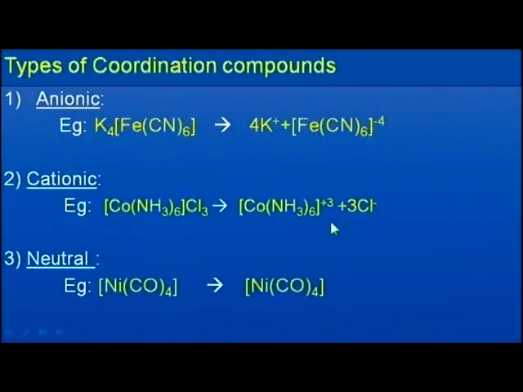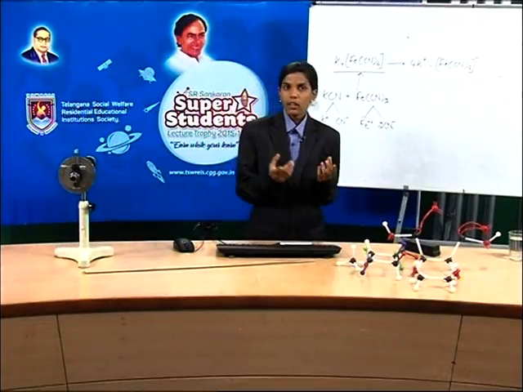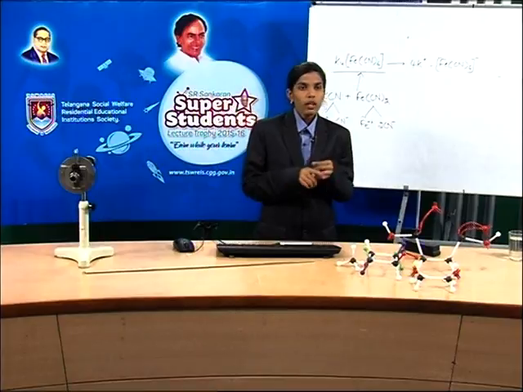So this compound is called a cationic compound, whereas in a neutral compound, when it is treated with water, it does not ionize, friends, it remains the same. So this compound is called a neutral compound, which has no charge on it. I think you all are clear about anionic, cationic and neutral complexes now.